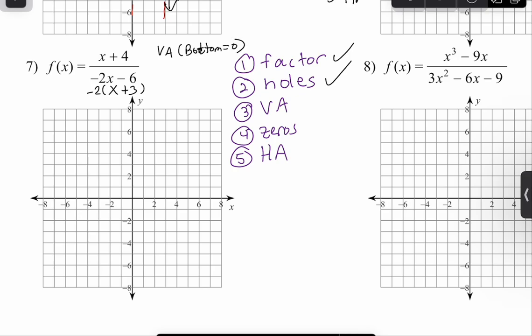So if we set our bottom equal to 0, negative 2, we don't have to worry about that, it can't equal 0. But x plus 3 equals 0 at negative 3. That's the only point that we skip on the graph. We have pieces everywhere else. Go to your graph paper and over at negative 3, put your vertical asymptote on.